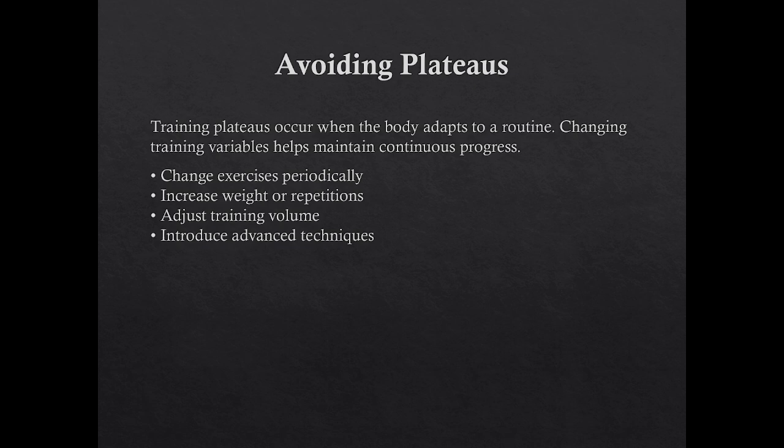Over time, the body adapts to a training routine. When this happens, progress may slow or completely stop. This is known as a training plateau. To continue making progress, it's important to occasionally change the training variables such as exercises, intensity, volume, or training methods. These changes provide a new stimulus for muscle growth.